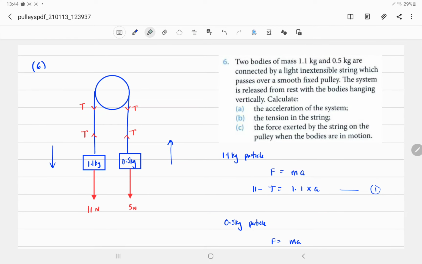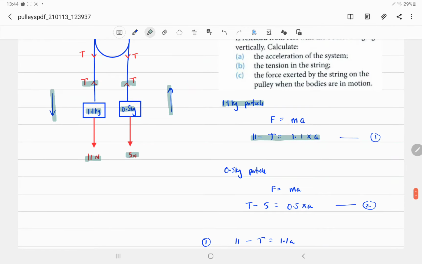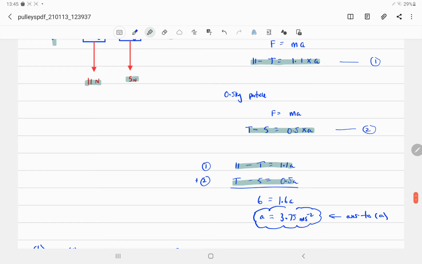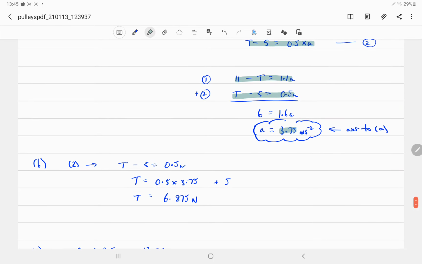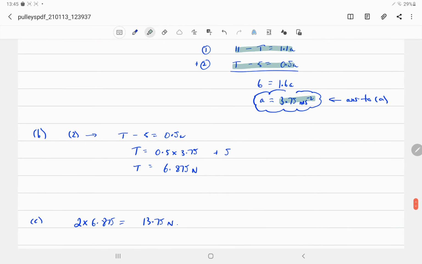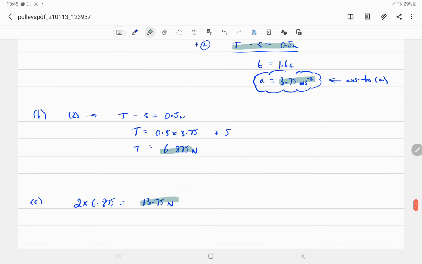The last one I'll show you, exactly the same. 1.1, 0.5. Heavier one goes down, lighter one goes up. 11 newtons down, T up, 5 down. So for the heavier particle, 1.1, it's going to be downward force subtract tension is equal to 1.1a. For the lighter particle, it's going to be the tension subtract downward force is equal to 0.5a. Add our two equations together, and you get a is equal to 3.75. Sub it into either equation that has tension and acceleration, you get 6.875 for tension, and times it by 2, you'll get the total force exerted on the pulley.